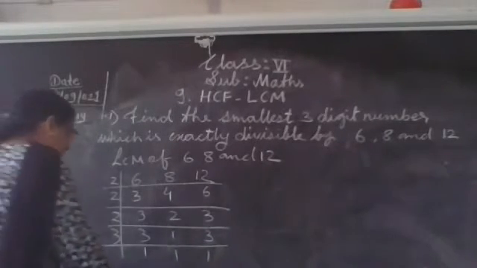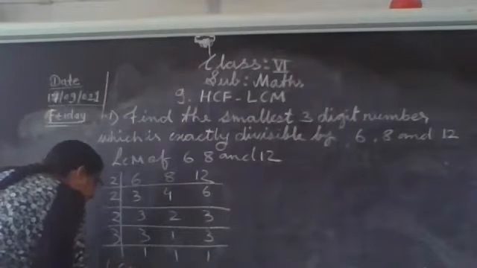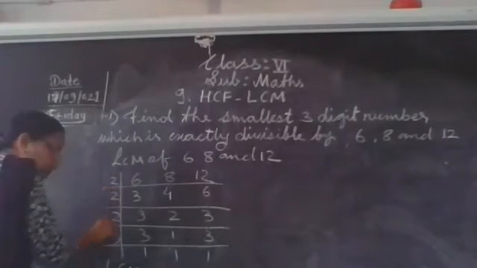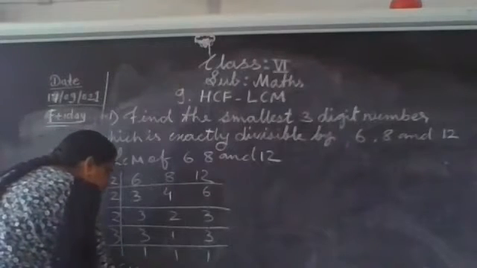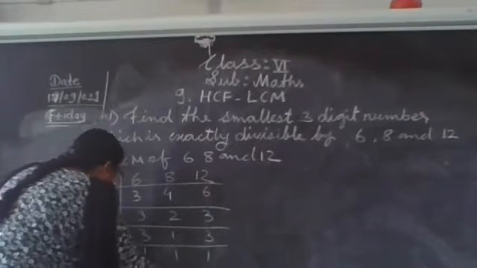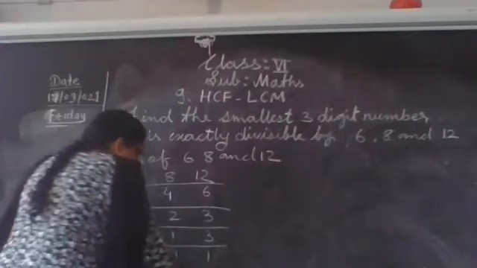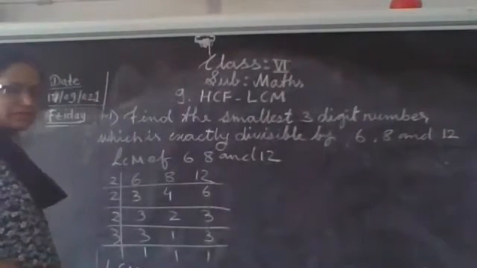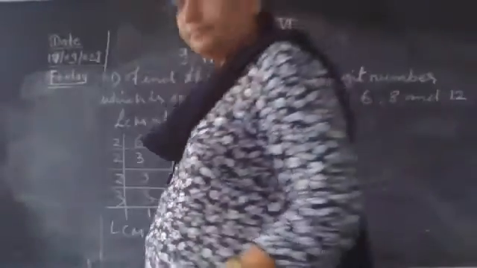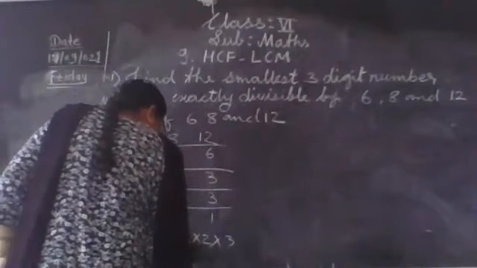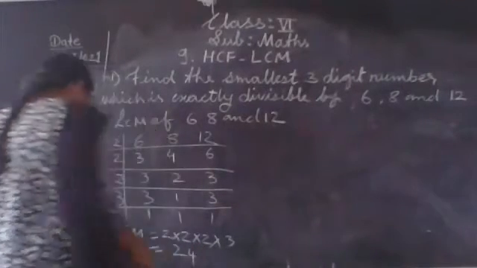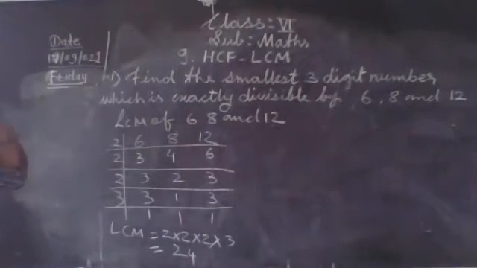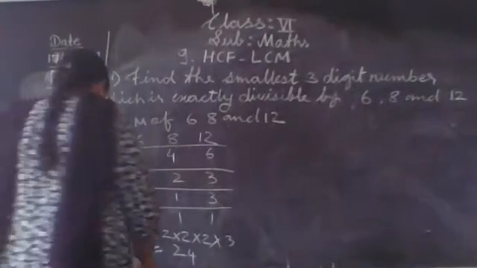Okay, so LCM is what? Multiply all these factors: 2, 2, 2 and 3. 2 twos are 4, 4 twos are 8, 8 threes are 24. So what is the LCM of 6, 8 and 12? It is 24.